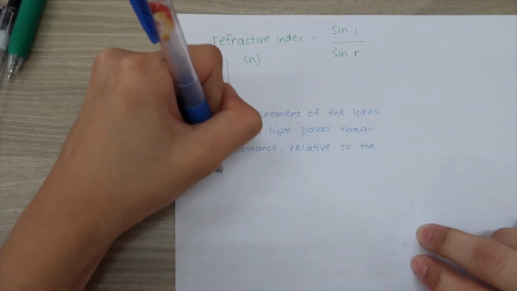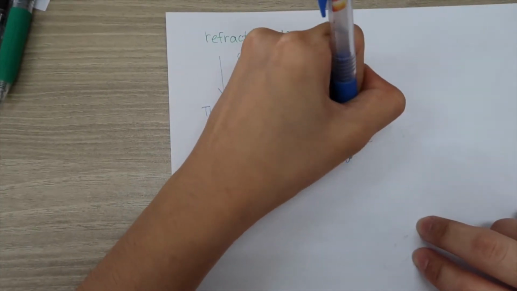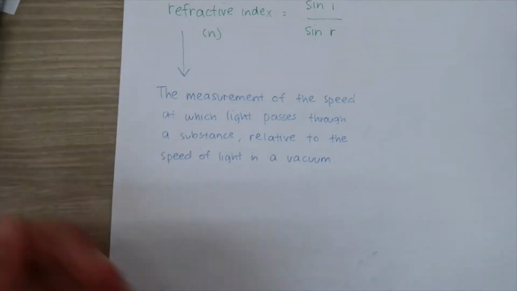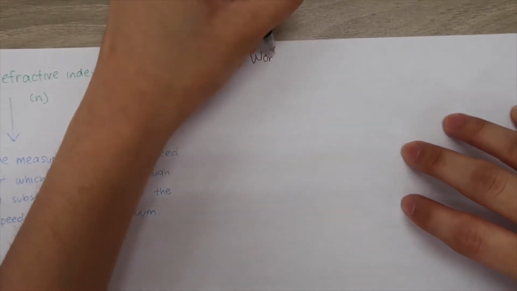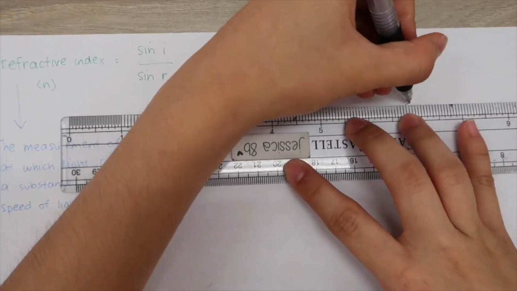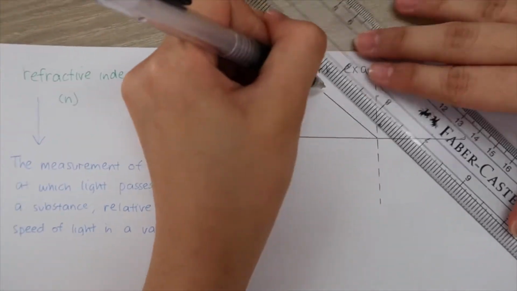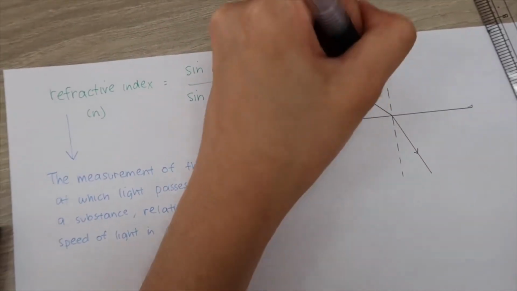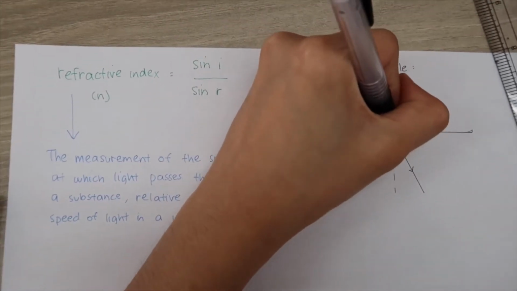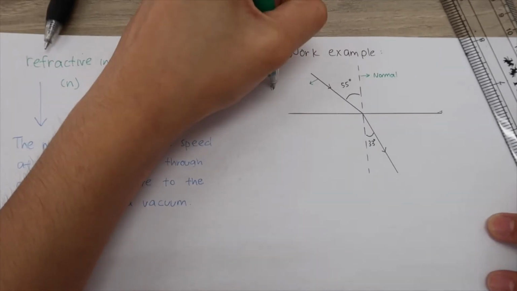Okay, let's take an example. A beam of light hits a glass block, and the angle of incidence is 55 degrees, whereas the angle of refraction inside the block is 33 degrees. Let's calculate the refractive index. So we can see from the picture that the incident ray comes in the glass block with 55 degrees from the normal line, whereas the refracted ray goes 33 degrees away from the normal line inside the glass block.